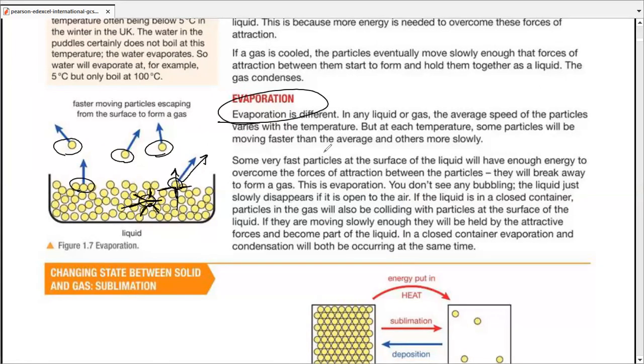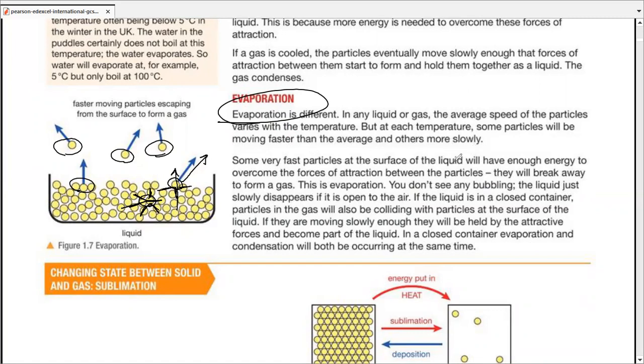But stating these words is not the correct way to state it in exams. I usually tell my students that stating "below boiling point" is a good way to write it. So evaporation occurs at any temperature below boiling point.